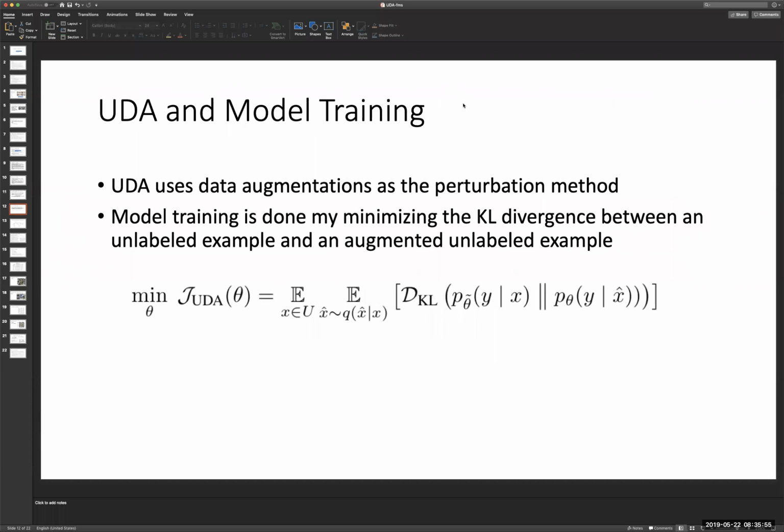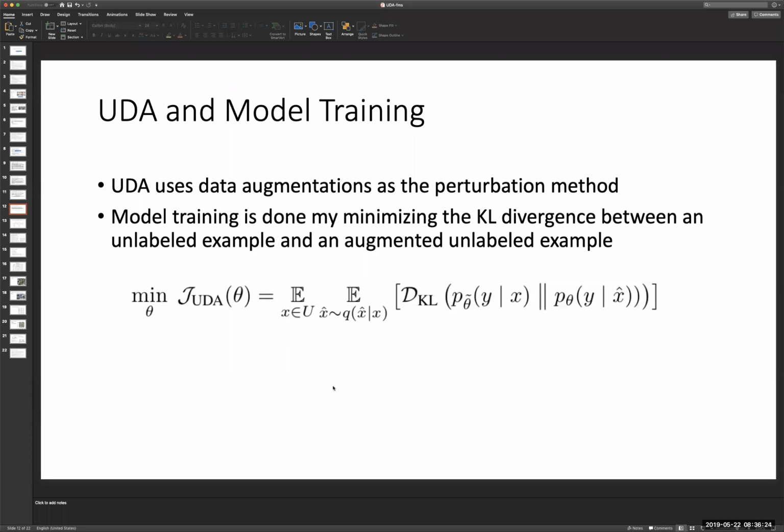So now UDA wants to do something more than just a perturbation. It wants to use augmentations. And again, as in the last slide, model training is done by minimizing the KL divergence between an unlabeled example and an augmented unlabeled example. Well, that's what we're doing in UDA that's different.